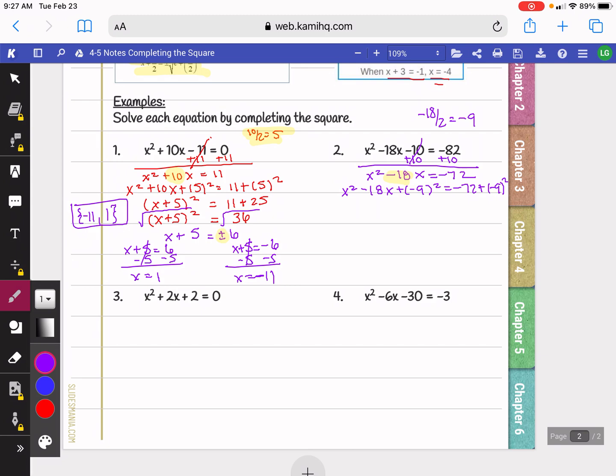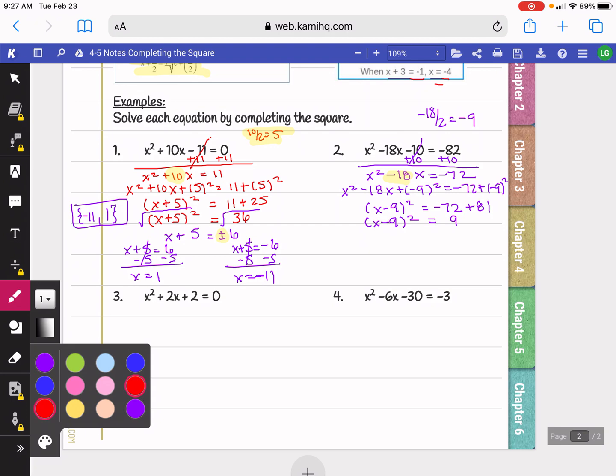Now I'm ready to write it as a perfect square, or as the square of a binomial. So this becomes (x − 9) squared. And on the other side, (−9) squared simplifies to 81. −72 plus 81 simplifies to 9. So I have (x − 9) squared equals 9.